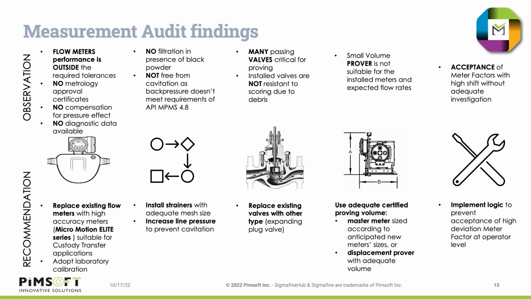Hence, a recommendation is usually made to install adequate filtration. This filtration will be upstream of the system and the system equipment. A recommendation is also usually made to replace the isolation valves with another type that is less sensitive to the presence of debris. Also, in many cases, we see that the prover volume is just too small to achieve successful proving easily at the normal operating conditions. In such cases, a bigger proving volume, either by master meter or adequate volume prover size, is usually recommended.